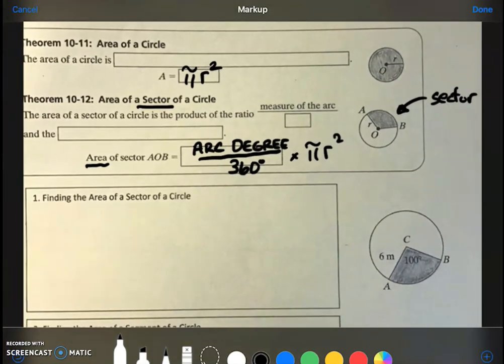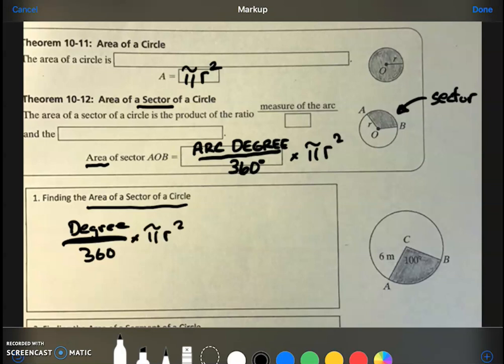So let's go to number 1 here. Find the area of the sector. How big is that slice of the pie? The formula again is the arc degree over 360, multiplied by the area formula of a circle, pi r squared. The degree there is 100 degrees, or you can look at the center angle, over 360, multiplied by pi. The radius is 6, squared.